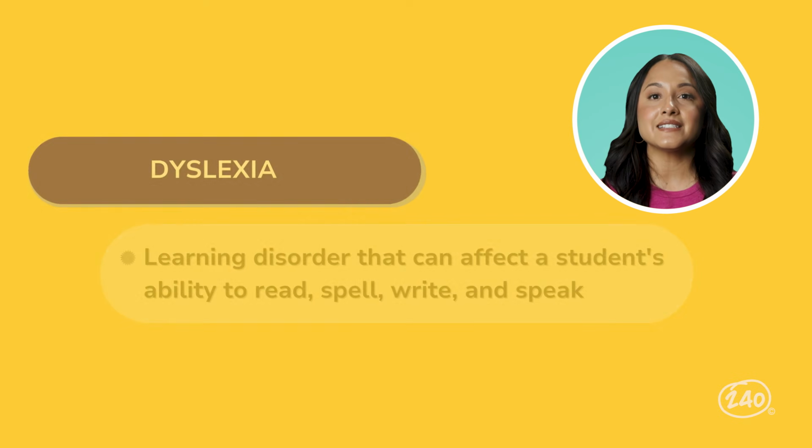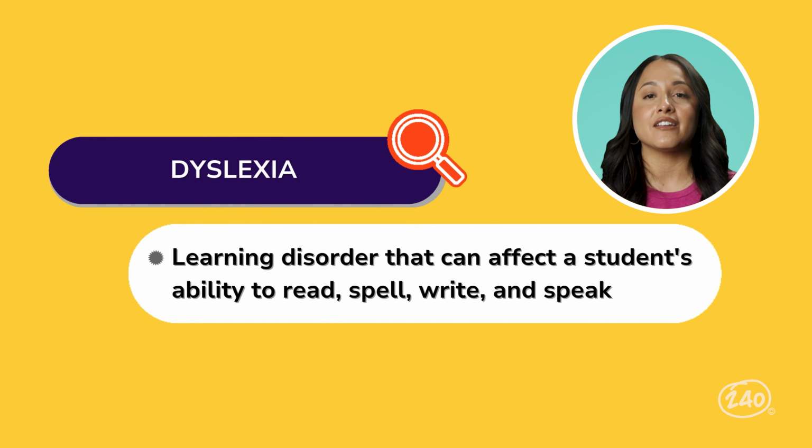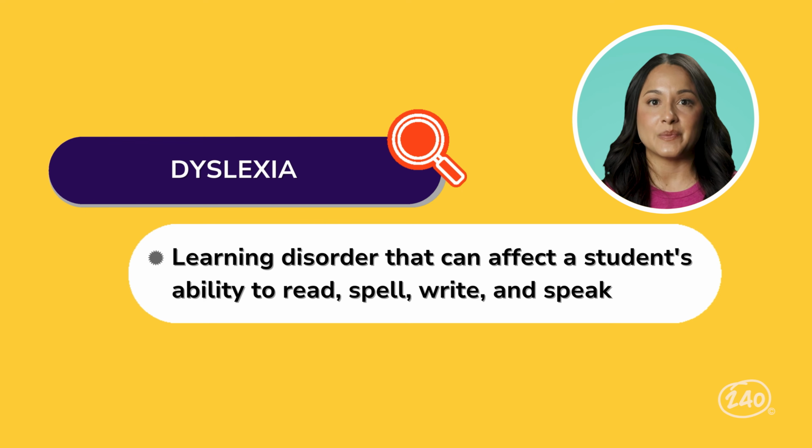Despite receiving appropriate instruction, some students struggle with reading. Decoding related difficulties and disabilities represent the most common source of reading difficulty. One of the more common decoding-related learning disorders is dyslexia. Dyslexia is the learning disorder that can affect a student's ability to read, spell, write, and speak.